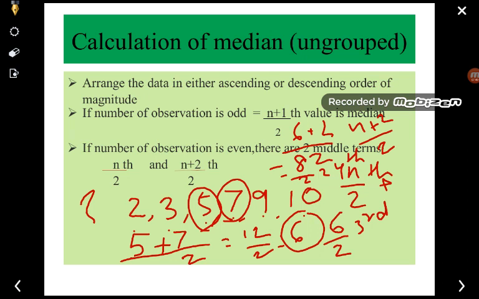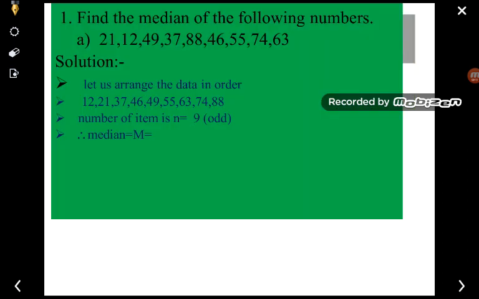So 6 is the median. So in case of an even number of observations, the formula is the n by 2th value plus the n plus 2 by 2th value, or the n by 2 plus 1th value. Means the two middle values are considered, and the average of the two middle values is the median.